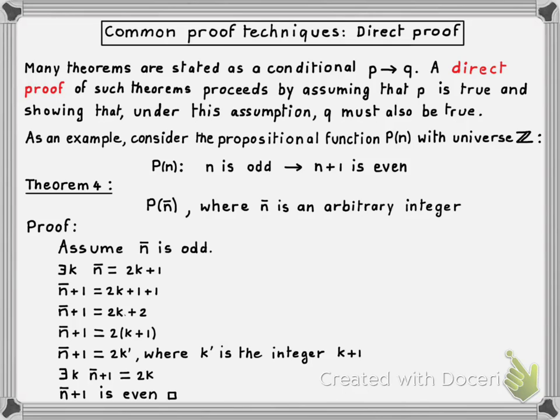So, to recap the proof, we assume that the hypothesis of the conditional was true. We inferred from that that the conclusion of the conditional was also true, and therefore we proved the theorem. And that concludes our 6th segment.